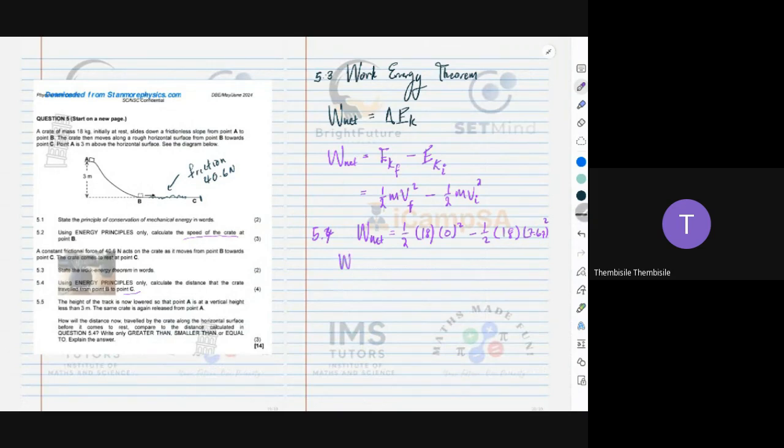Then we can get our work net. So that is going to be 0 minus, let's go for it and see, 7.67 squared times 9. This goes back to 529.46. Okay, now you've got your work net.